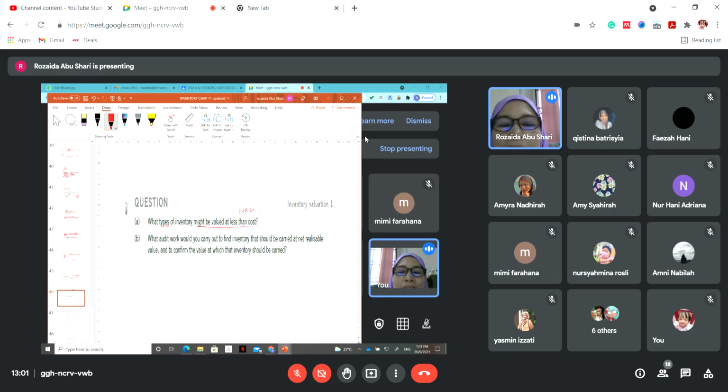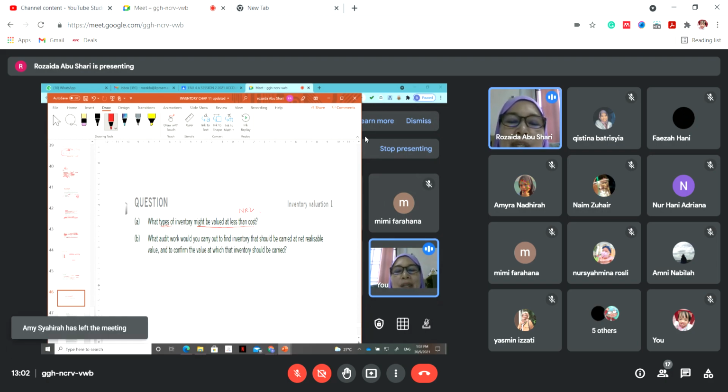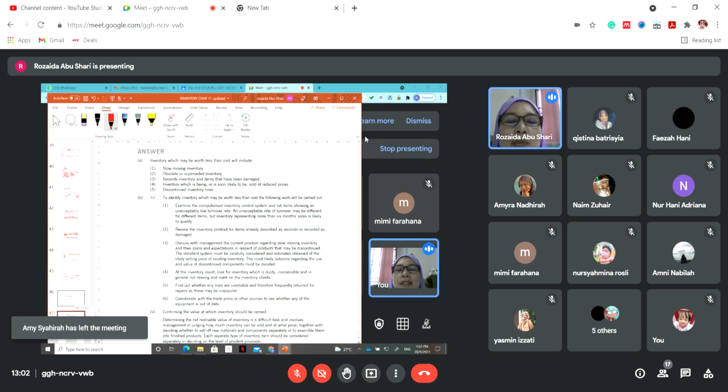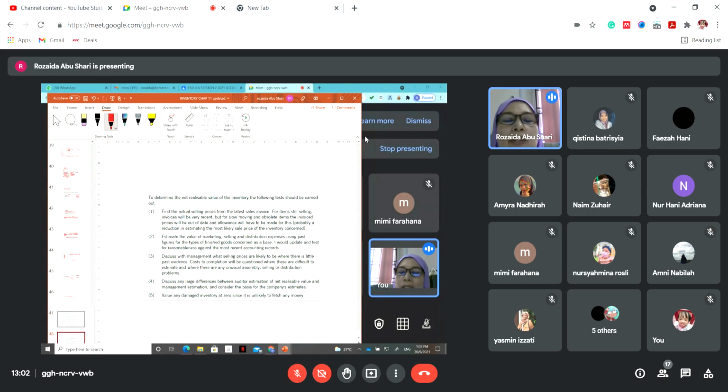What is the work you carry out to find inventory that should be carried at NRV and confirm the value at which the inventory should be carried? You have the answer in the book, so you can find the test. I think you can read it on your own. Okay, finished.